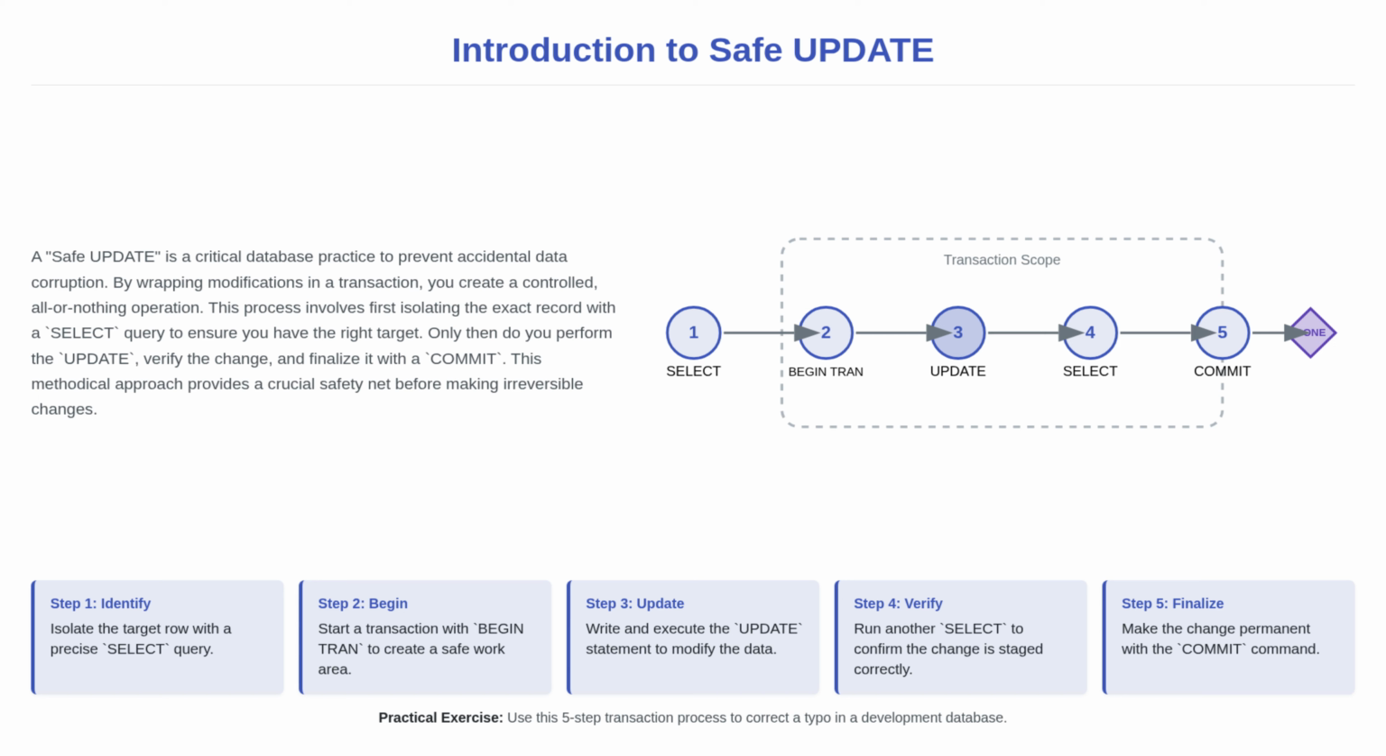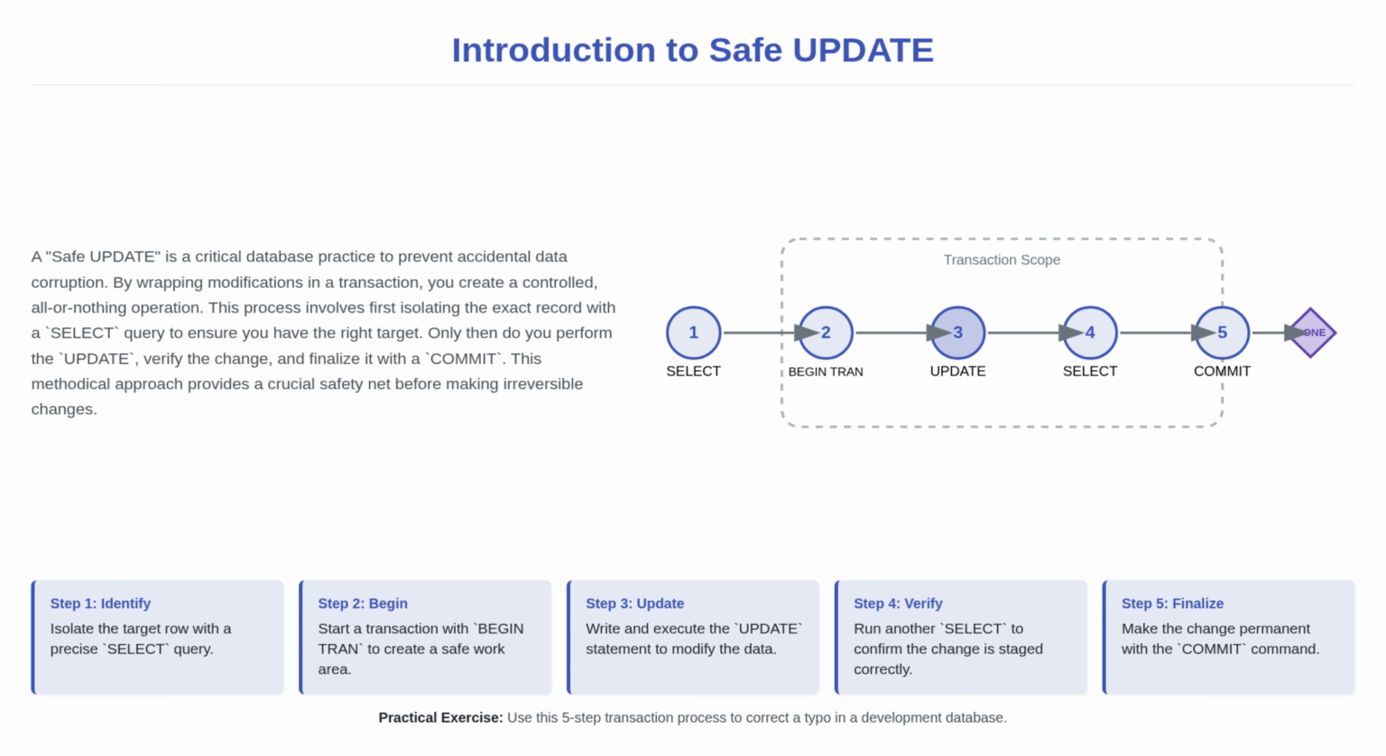Okay, in our books table, I see a book titled The Great Gatsby. That's a typo. We need to fix it. First, I'll write a select statement to isolate the exact record. The where clause is on book ID 104. Perfect, it returned just one row.